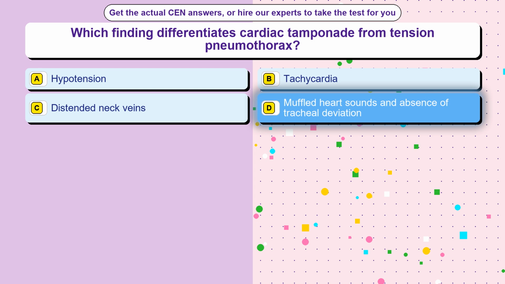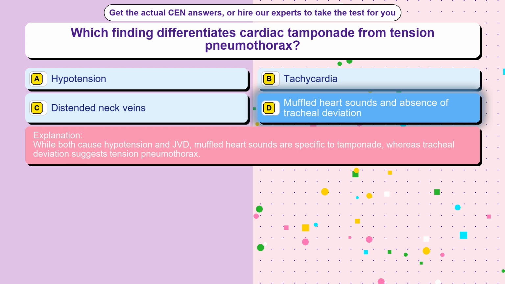The correct answer is option D, muffled heart sounds and absence of tracheal deviation. While both cause hypotension and JVD, muffled heart sounds are specific to tamponade, whereas tracheal deviation suggests tension pneumothorax.